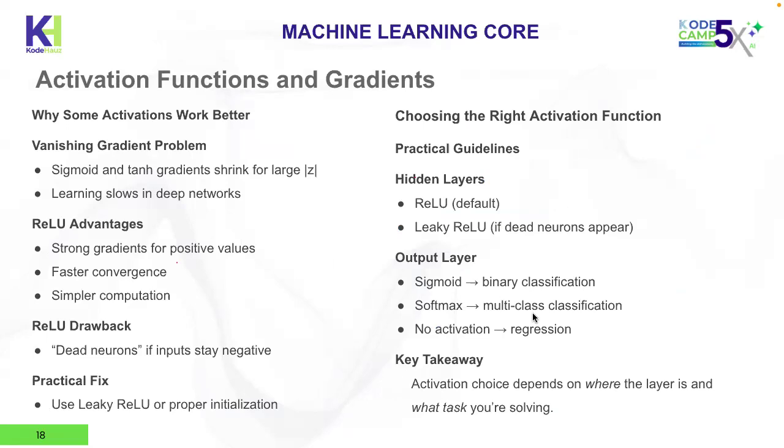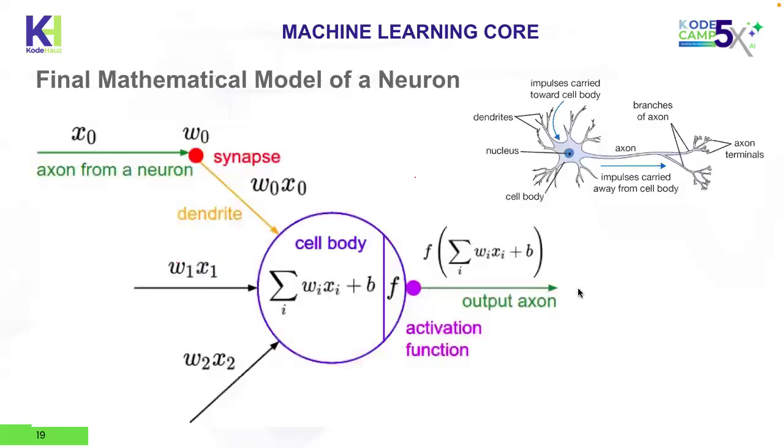We'll talk about that later. And then if you're doing a regression problem where you want to predict an actual value, not a probability or a classification, you don't apply any activation on the output layer. We are talking about the output layer now, right? Not hidden layers. So that's it.